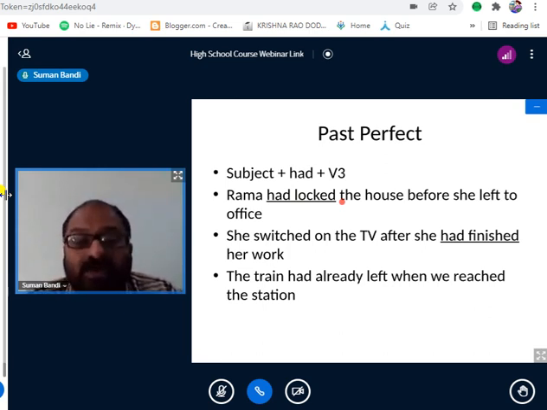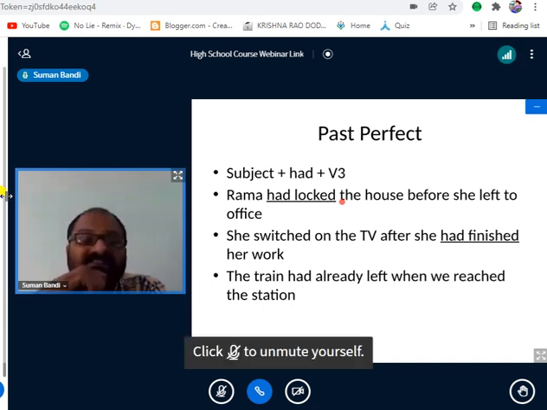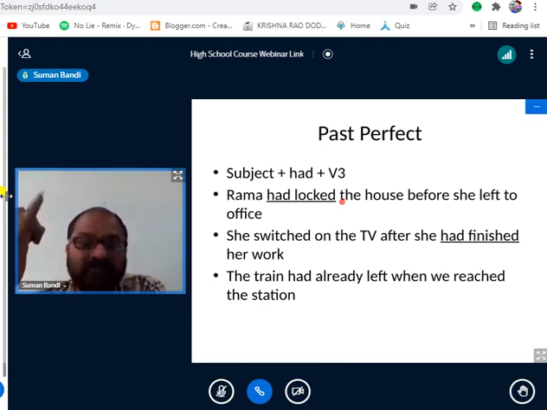Now, we already know two tenses which express past action. What are they? Number one, simple past. It talks about past action. Present perfect. This is also past, but it is recent past. Now, this past perfect is also past. So, this is also a past action, and this is a different tense. So, it should be different from the first two, that is simple past and present perfect. So, you need to do a clear comparison to understand it better.